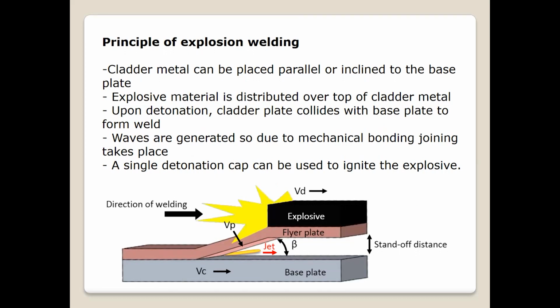The first metal plate is the flyer plate, and the second one is the base plate. The cladder material or flyer plate can be placed parallel or inclined at some certain angle to the base plate. Then explosive material, which is most often in the form of powder or some consistency that can be placed onto the upper plate, is distributed in an even, uniform layer over the top cladder material. Then the activation of detonation is done and waves are generated. So due to mechanical bonding between the two metal materials, the joining is taking place.